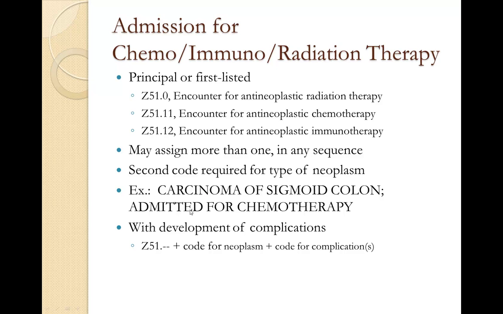So here's an example. Carcinoma of sigmoid colon admitted for chemotherapy. In this case, I'm going to get the Z51.11, admission for chemotherapy. Then I'm going to code the carcinoma of sigmoid colon, which again I'd get off my neoplasm table. And then of course I would have some sort of PCS code for the actual chemotherapy administration. If they end up with some sort of complications during that stay, it's still basically the same order. They came in for the chemo or radiation therapy, that's the reason they're there, then the neoplasm, and then the complications that occurred while they were there.